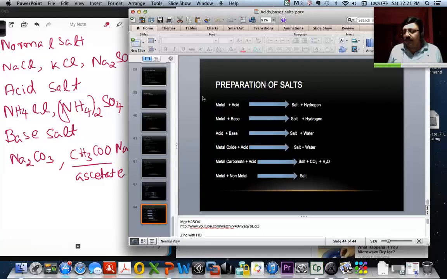Now let us take some examples for this reaction of metal with acids.